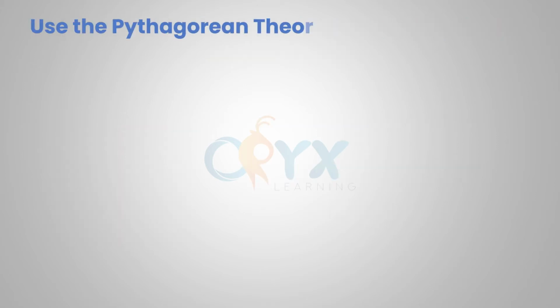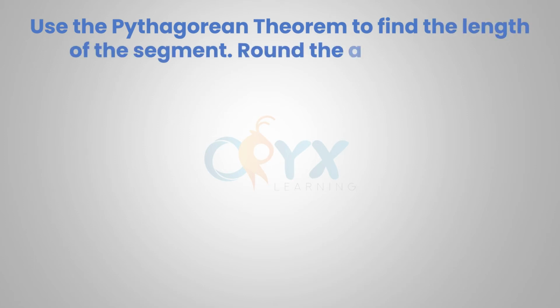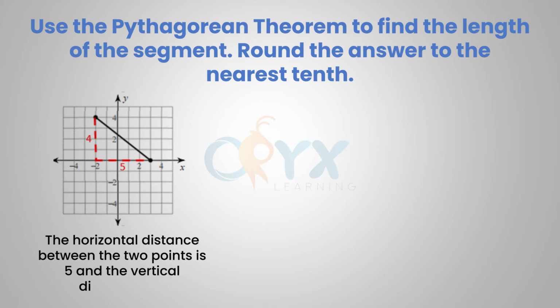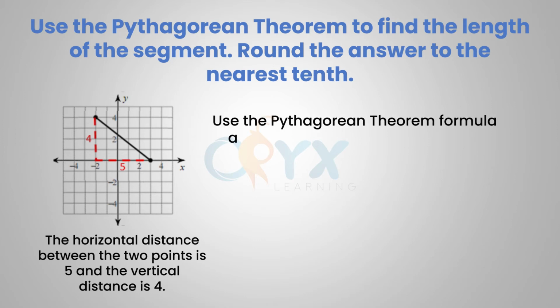Use the Pythagorean theorem to find the length of the segment. Round the answer to the nearest tenth. The horizontal distance between the 2 points is 5, and the vertical distance is 4. Use the Pythagorean theorem and substitute 4 and 5 for a and b.